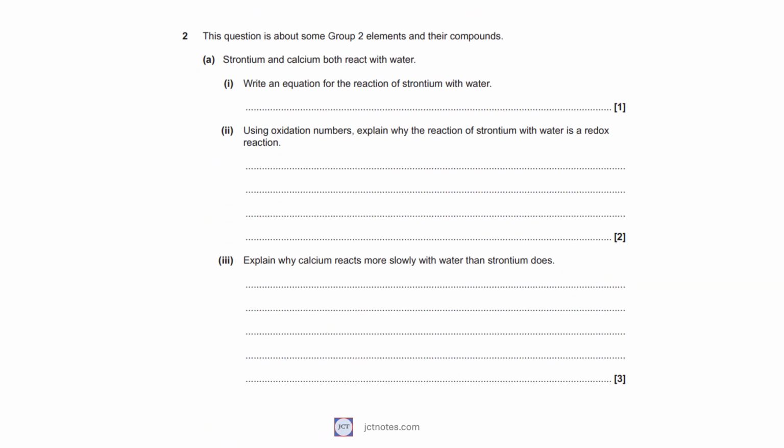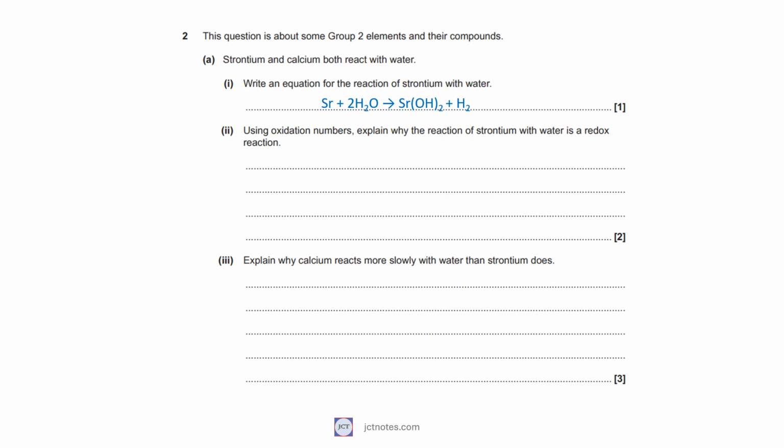Question 2 is about some group 2 elements and their compounds. In Section A, we have 3 questions about the reaction of strontium and calcium with water. In the first question we are asked to write an equation for the reaction of strontium with water. Group 2 elements react with water to produce the metal hydroxide and hydrogen gas. Therefore, the reaction of strontium with water produces strontium hydroxide and hydrogen.